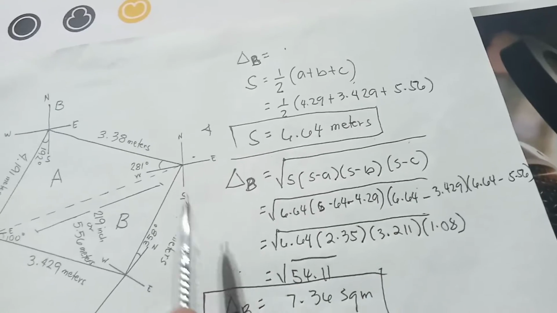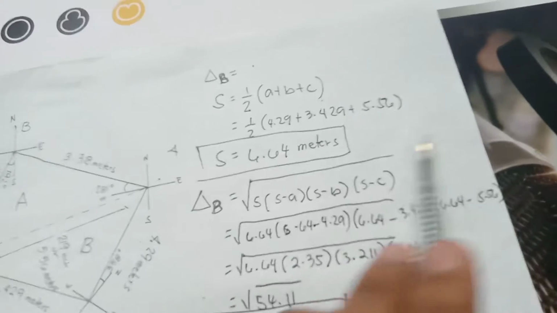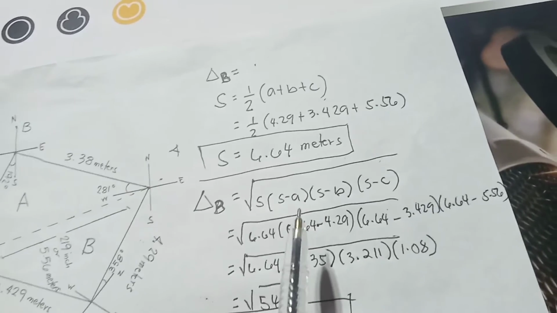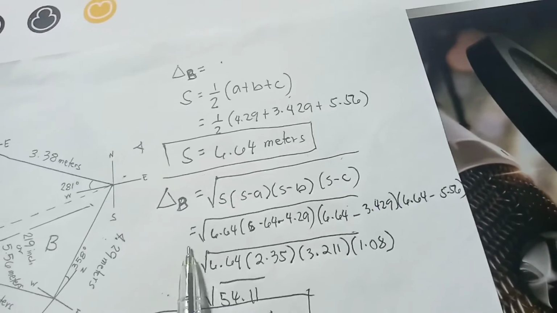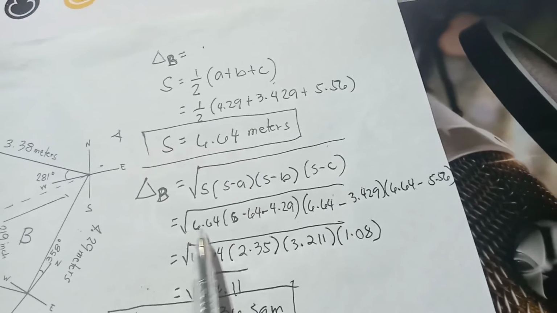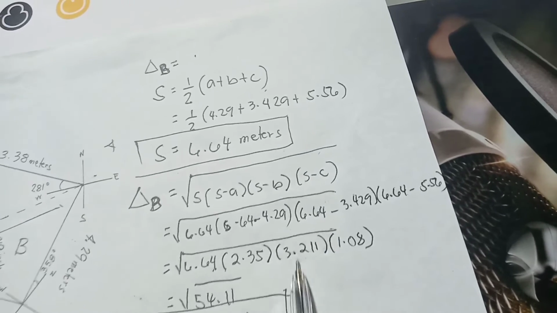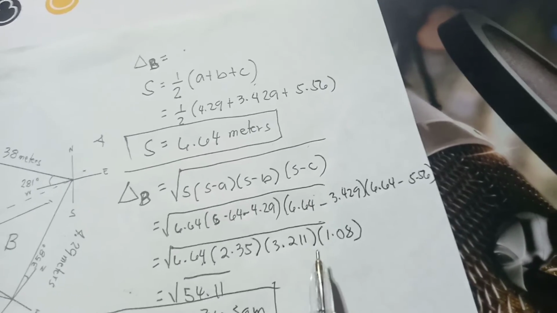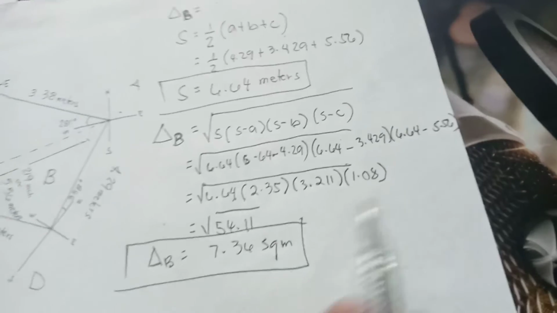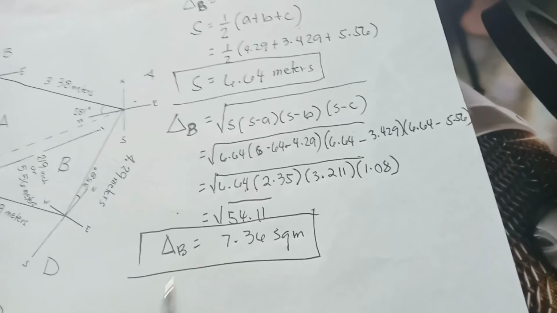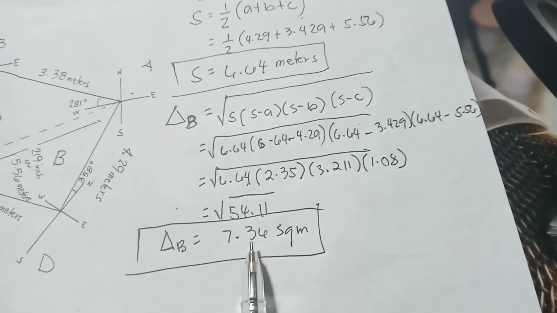Then after getting S, we can now get the area of triangle B, which has the formula of the square root of S times S minus A times S minus B times S minus C. After substituting the values, we get 6.64 times 2.35 times 3.211 times 1.08. Multiplying the numbers, we get the square root of 54.11. And the square root of 54.11 is now the area of triangle B, which is 7.36 square meters.